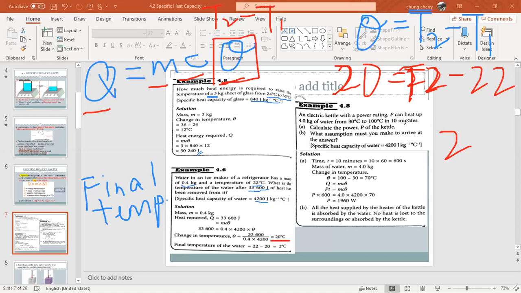Remember, the value of your change in temperature will always be a positive value. So always use the greater one minus the lesser one. Can you get it? Bigger value minus the smaller value for your change in temperature. Okay?